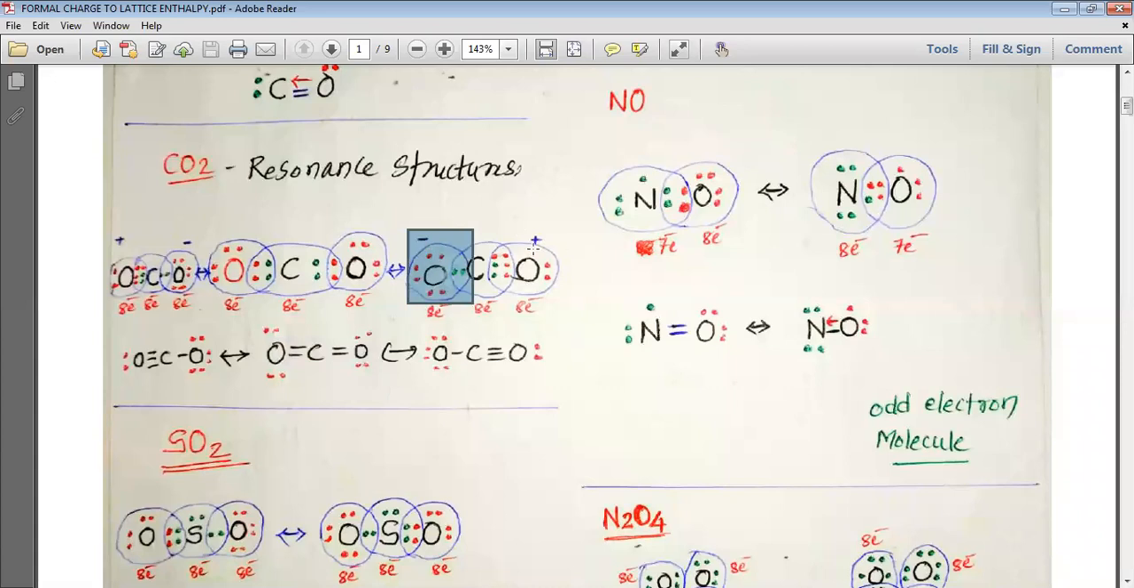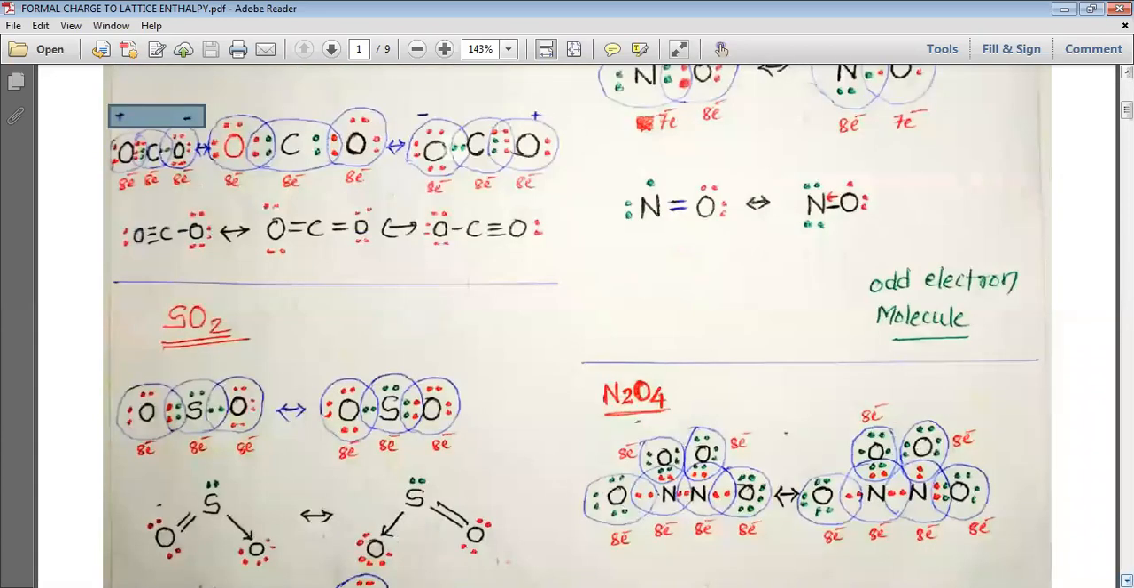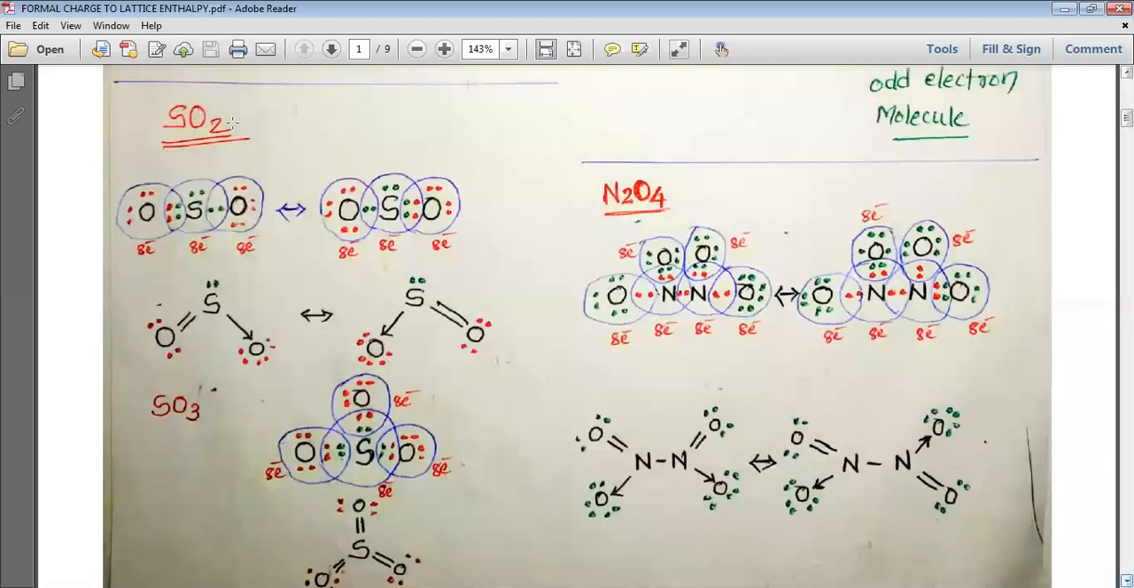This positive and negative charge makes overall carbon dioxide neutral, and that is why this positive or negative charge that we represent on the resonance structures is known as the formal charge, and we are going to study more about the formal charge in detail in the next topic. Then we should look at the sulfur dioxide.